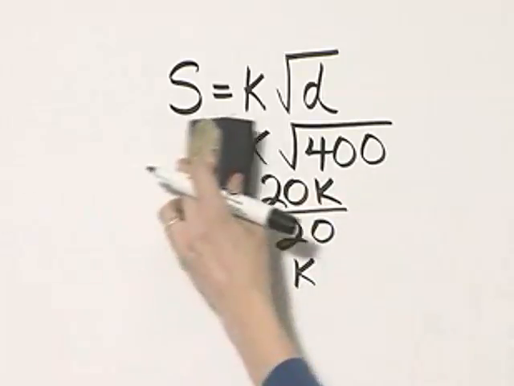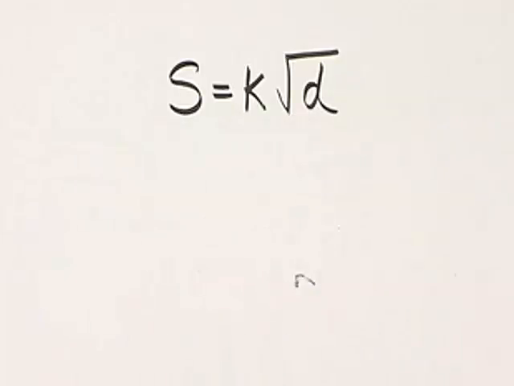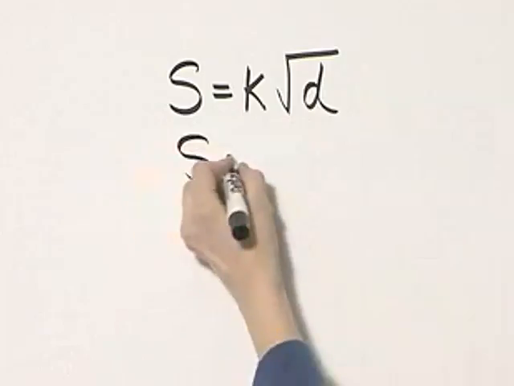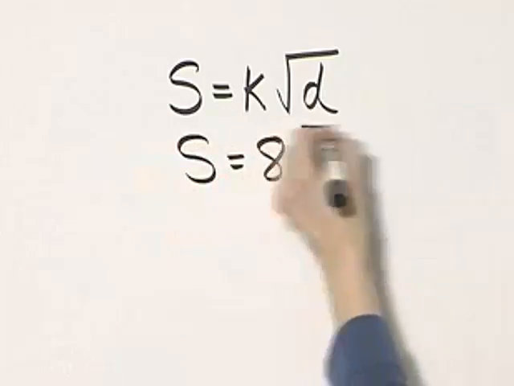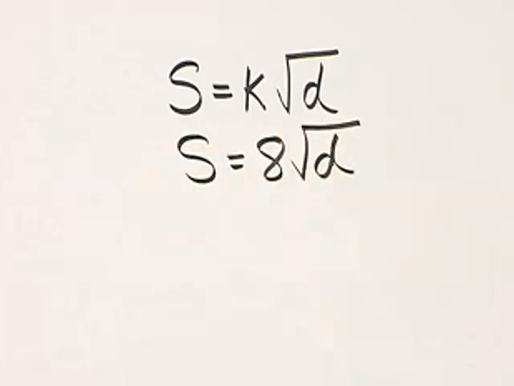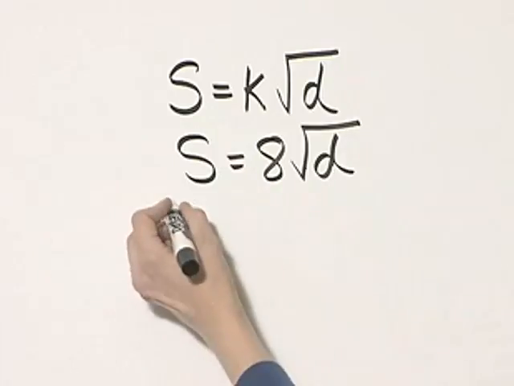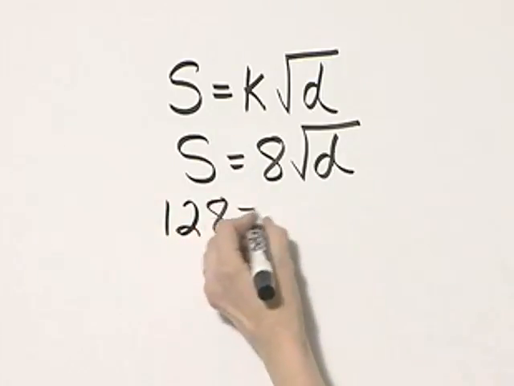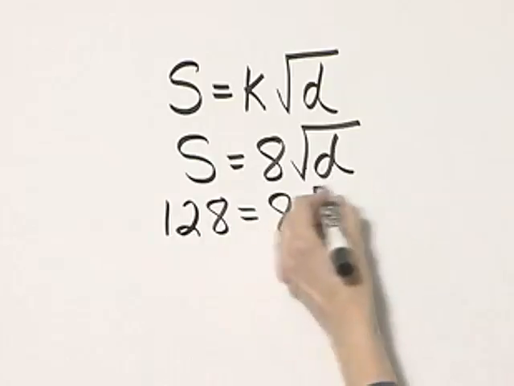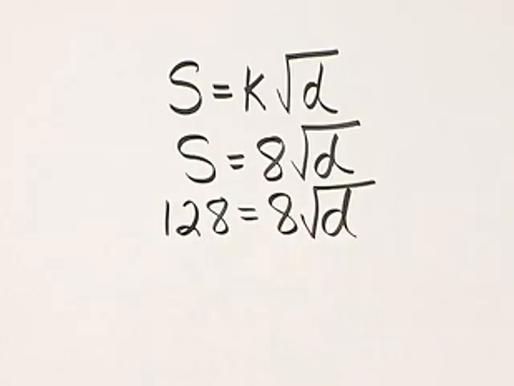So let me rewrite this, putting in 8 instead of K. We now know that S is equal to 8 times the square root of that distance, D. Now we want to find the height of a cliff if a dropped anvil hits the ground at a speed, so that's a speed of 128 feet per second. The speed is 128 feet per second, and we want to know the height or the distance D.